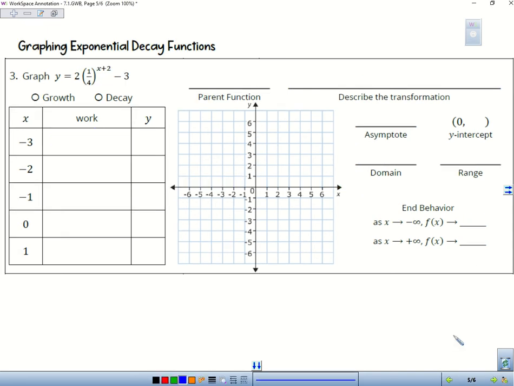Now we're going to look at one that has multiple transformations applied. This one has 3 different transformations. So the parent is always y equals your base, which is 1/4, to the power of x. So your base to the power of x. Base is the one that has the exponent on it, so don't be fooled by the 2 out front. The 2 out front, is that A, H, or K? A, good. So my A right here tells me that we have a vertical stretch of 2.